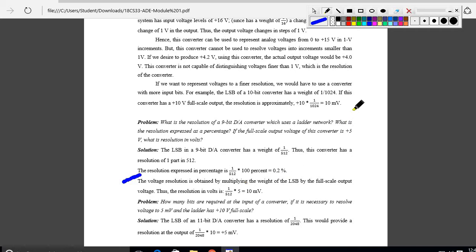Resolution means, for 9 bit, you have to remember the weight is exactly 1 by 512. So what is the full scale voltage here? The full scale voltage is 5 volts, right? Multiplying by 5 gives about 10 millivolt. That should be your resolution value. In this way you have to find it out. So move on to the next problem.